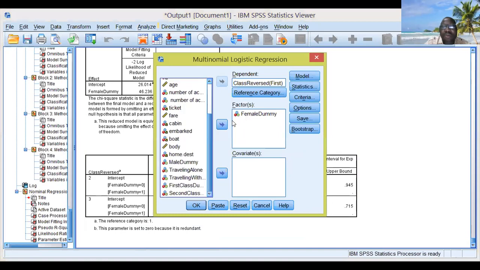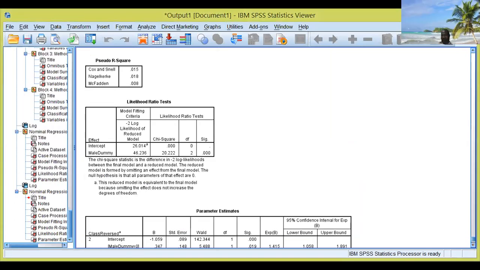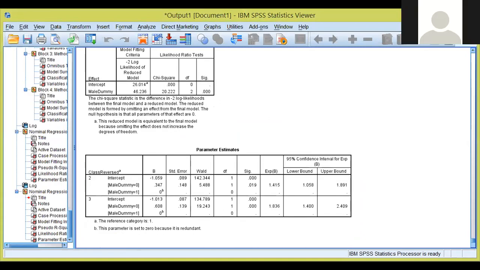Okay, remove that female dummy and put male dummy. Click OK. Tell me if you can see it, or if you want me to stop sharing. You can see the odds ratio now, and you see the intercept for this one. The intercept is positive.